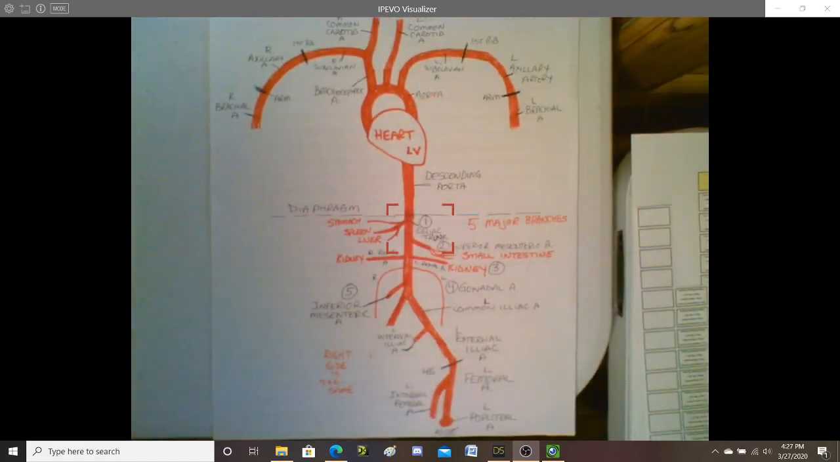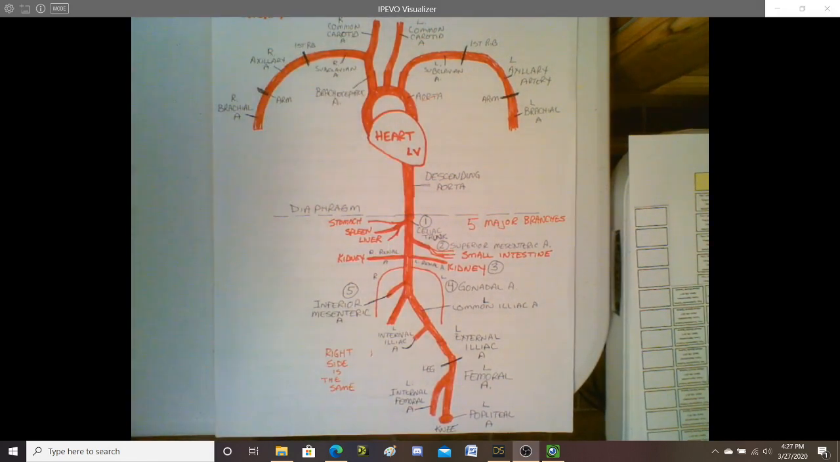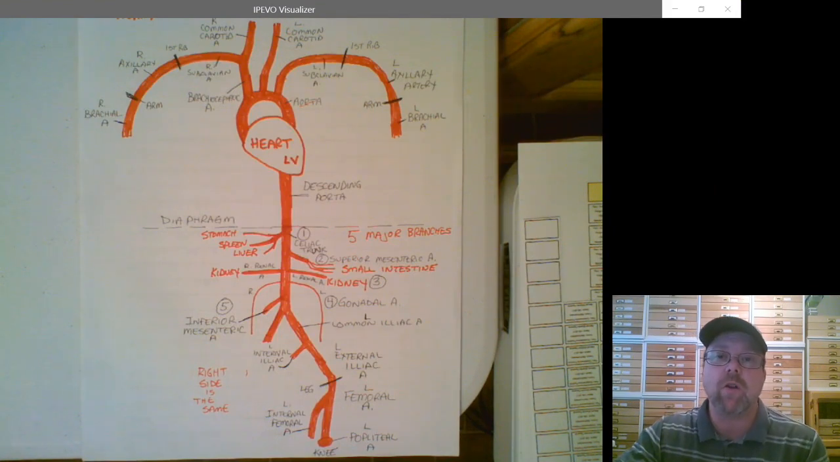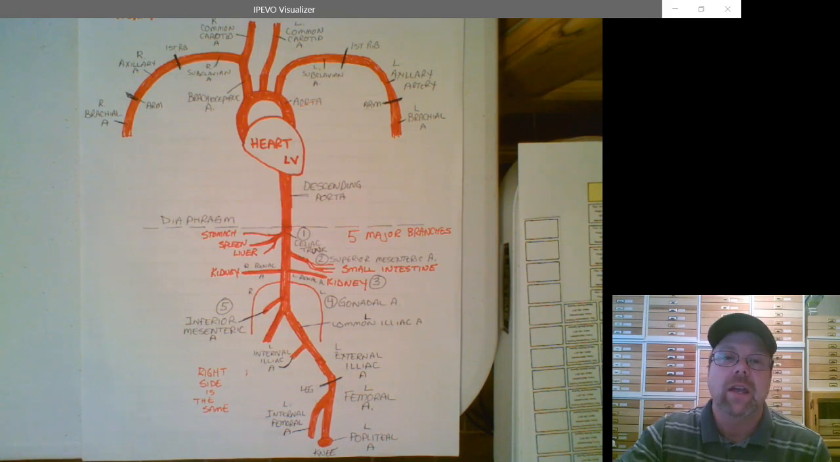Let's try and get her in focus. All right, so that is the entire set of arteries that you need to know. Okay, so take this roadmap, make your own, study it, learn it, love it, live it, and when this part of the test comes along, you'll be in great shape.